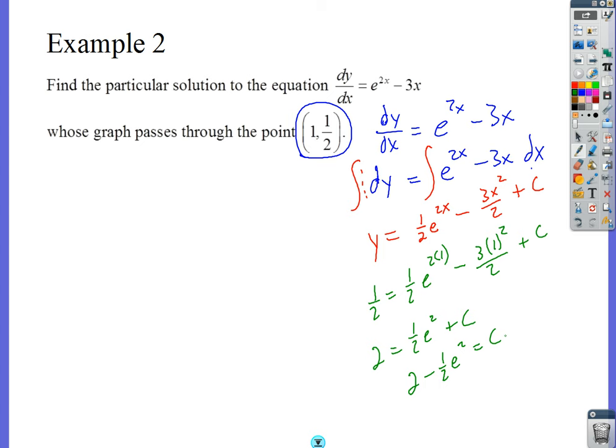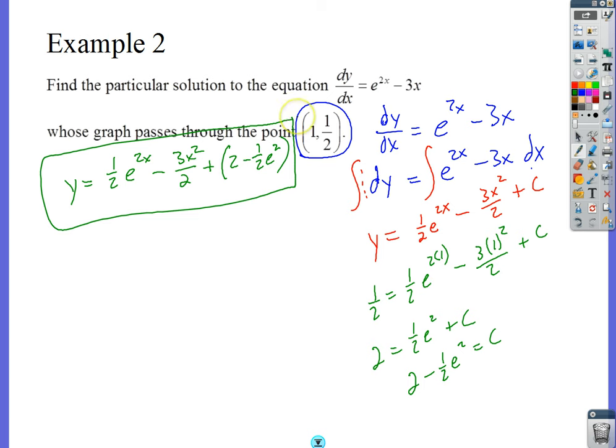All right, and you might think, woohoo, I found everything, I'm done. Not quite yet. You need to put everything together because they're asking for the particular solution. So my particular solution is y is equal to 1/2 e to the 2x minus 3x squared over 2 plus 2 minus 1/2 e squared. There is your complete answer. Okie dokie.